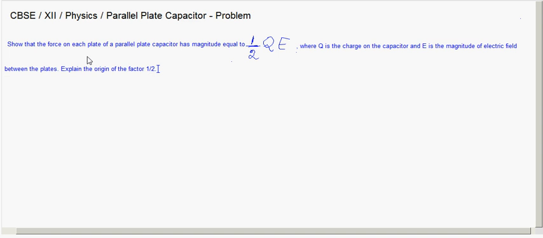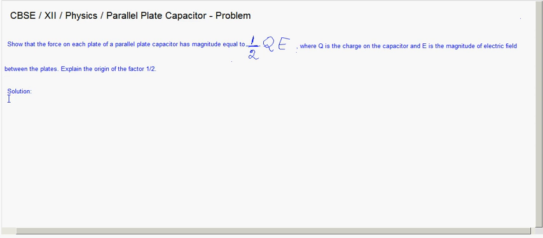Show that the force on each plate of a parallel plate capacitor has magnitude equal to half QE, where Q is the magnitude of the charge on the capacitor and E is the magnitude of the electric field between the plates. Explain the origin of the factor half. We will derive this equation.